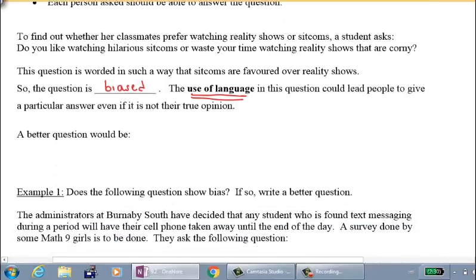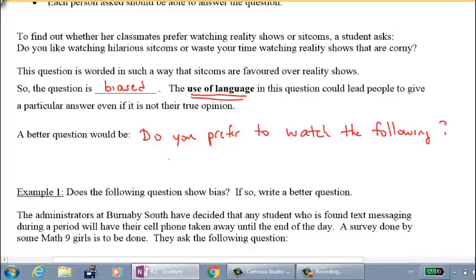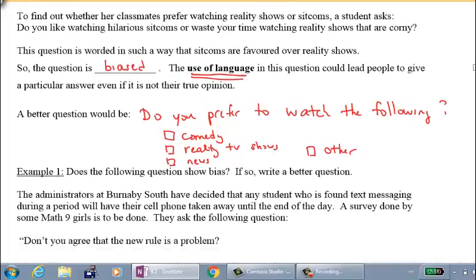So what would be a better question than this? You could change it like this: do you prefer to watch the following? And you give them choices. Do you want to choose comedy? Or do you want to choose the news? Or actually, in this case, reality TV shows. You can also give more choices like the news. Or you can also give a choice that says other. So here, you don't actually show any bias towards your favorite comedy shows.